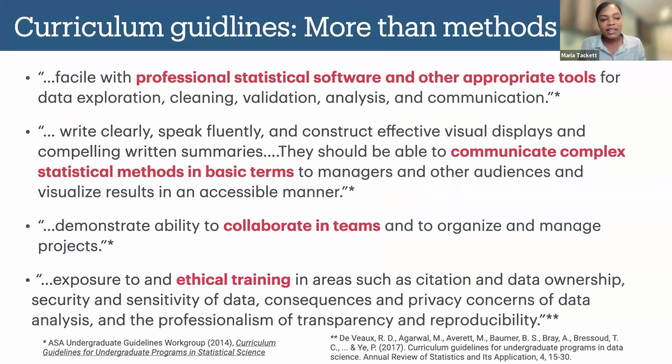Now, you don't need to read everything on this slide, but this just shows statements from some of the curriculum guidelines in statistics from the ASA and other organizations about what students need as they're coming out of their statistics and data science programs. They talk about students needing facility with professional software and other appropriate tools. They need the ability to communicate statistical methods in basic terms, because they're going to be talking to managers and other audiences who perhaps don't have as much statistical experience. They need to demonstrate an ability to collaborate on teams as well as organize and manage projects, as well as exposure to ethical training and how they grapple with issues such as data ownership, security, transparency, and reproducibility.